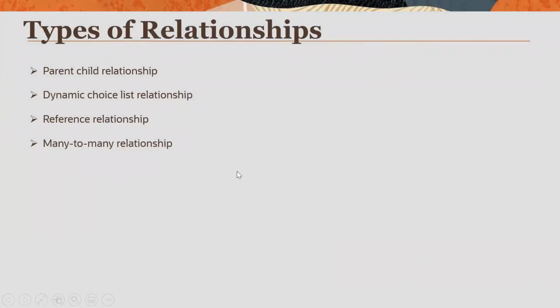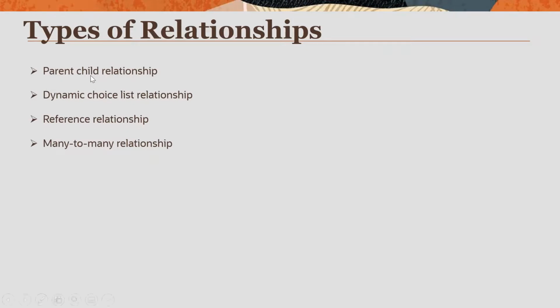So, types of relationships. Suppose, for example, we have account and contact. We need to know which account this contact belongs to. For that, we need to build some relationships. To know the relation between two objects, we have different types of relationships.